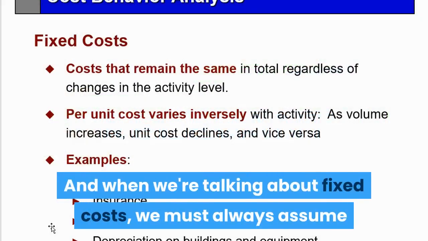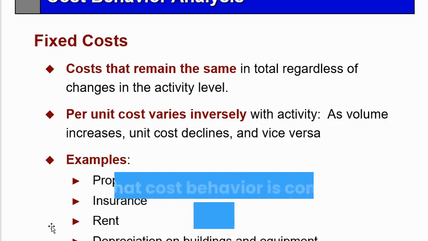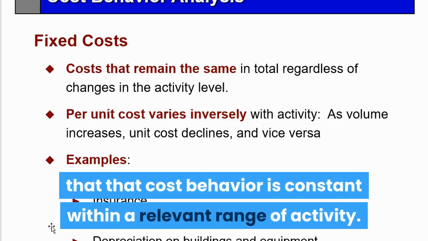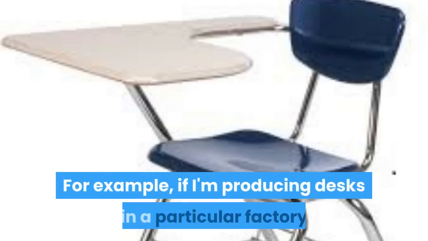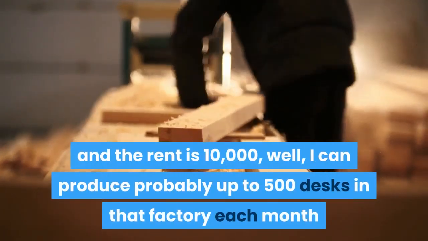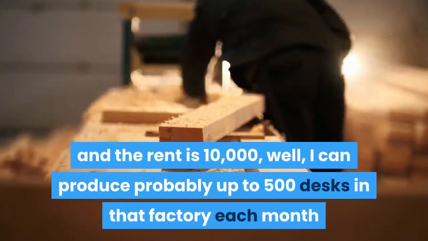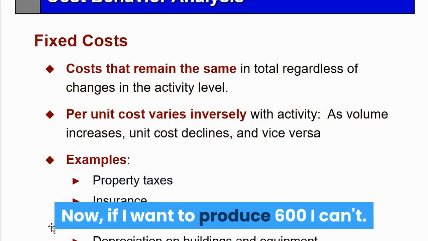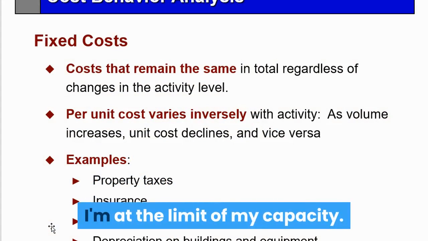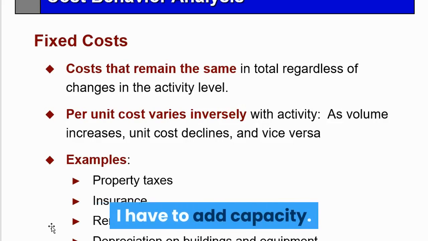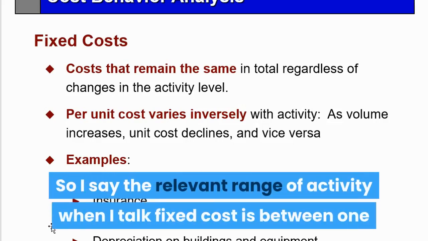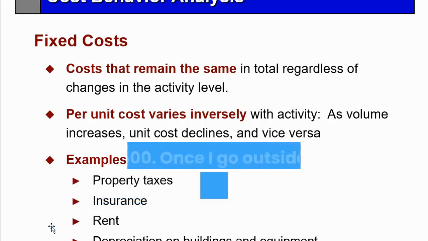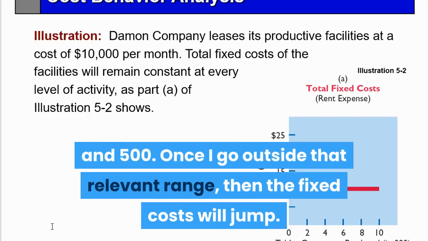When we're talking about fixed costs, we must always assume that cost behavior is constant within a relevant range of activity. For example, if I'm producing desks in a particular factory and the rent is 10,000, I can probably produce up to 500 desks in that factory each month. If I want to produce 600, I can't. I'm at the limit of my capacity. I have to add capacity. So I say the relevant range of activity when I talk fixed cost is between 1 and 500. Once I go outside that relevant range, the fixed costs will jump.